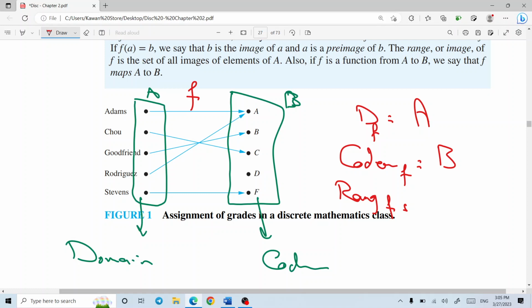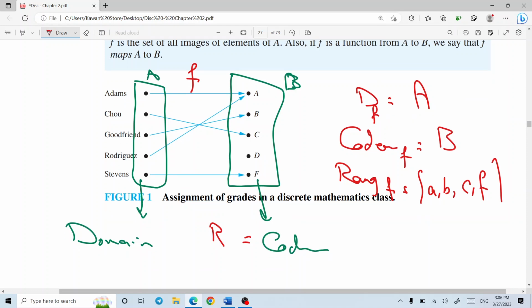The range of F is equal to A, B, C. Why? So in Kurdish, we have domain, range and codomain like that. So what's the difference between domain and codomain? Codomain and range, sometimes they are equal, sometimes not. How? If all elements have a relation, it's called the range. Or if even they don't have one, the other side is generally called the codomain.